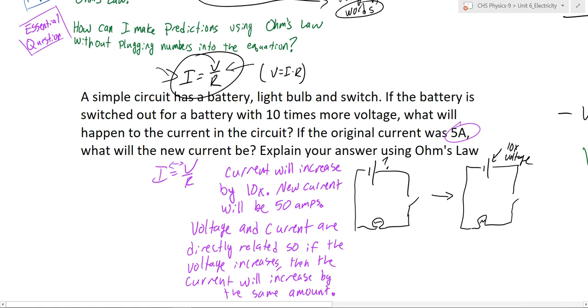Okay, so this is what you'd be looking for in order to get full credit for this. So the current will increase by 10 times, the new current will be 50 amps, and the voltage and current are directly related, so if the voltage increases, then the current will increase by the same amount. Okay, that's the preferred way of doing it, but if the numbers really work for you, then you can also just make up some numbers and then explain the answer using Ohm's law in that way.